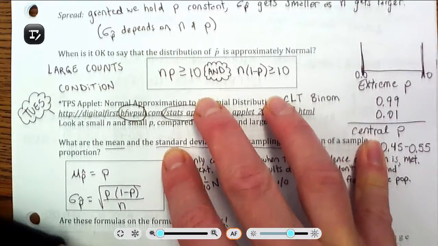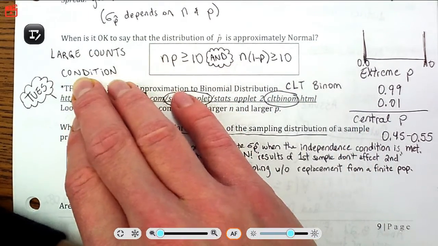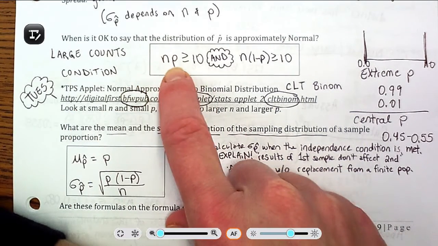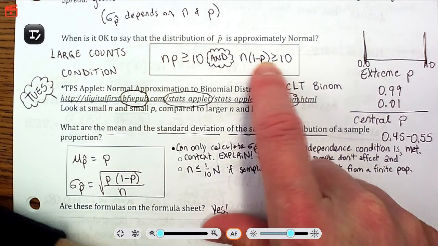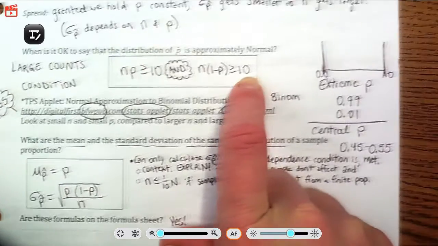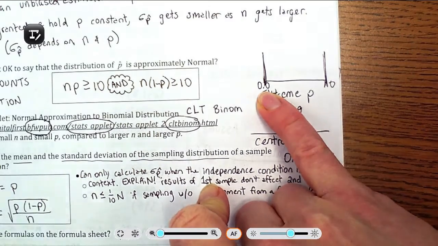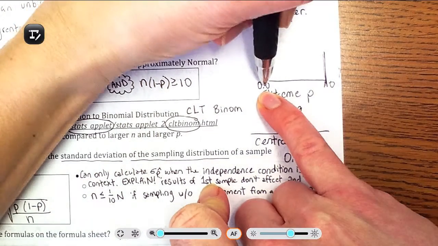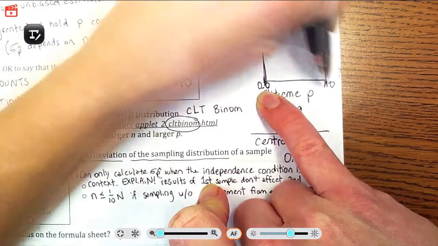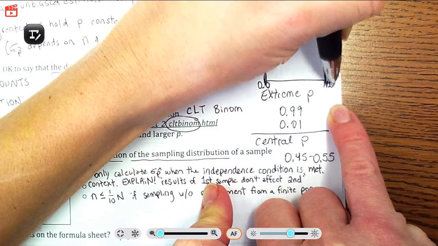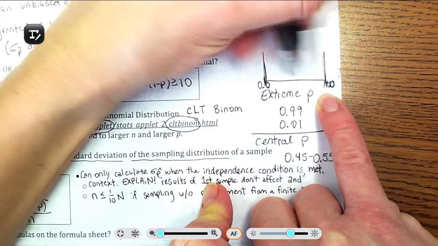When is it okay to say that a distribution of p hat is approximately normal? So now let's get the rule. This is called your large counts condition. When np is greater than or equal to 10 and n(1 minus p) is greater than or equal to 10. So realize that there are two big extremes here. When p equals 0, so there's no proportion of successes. When p equals 1.0, and then everything in between, okay?